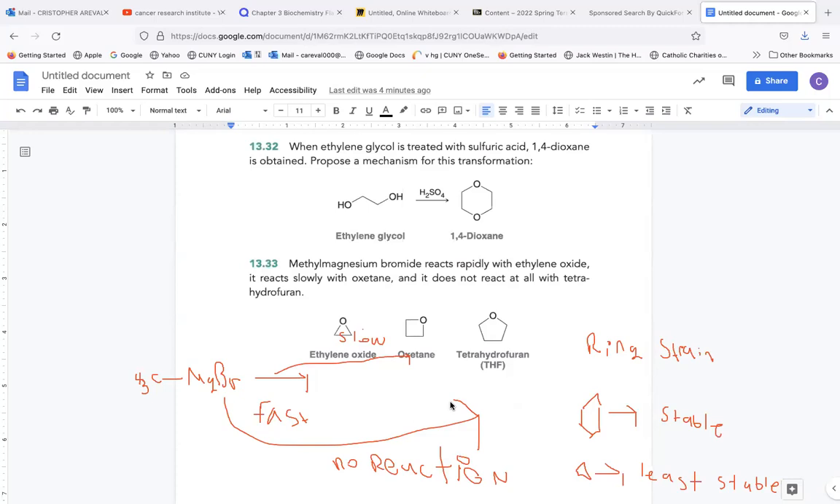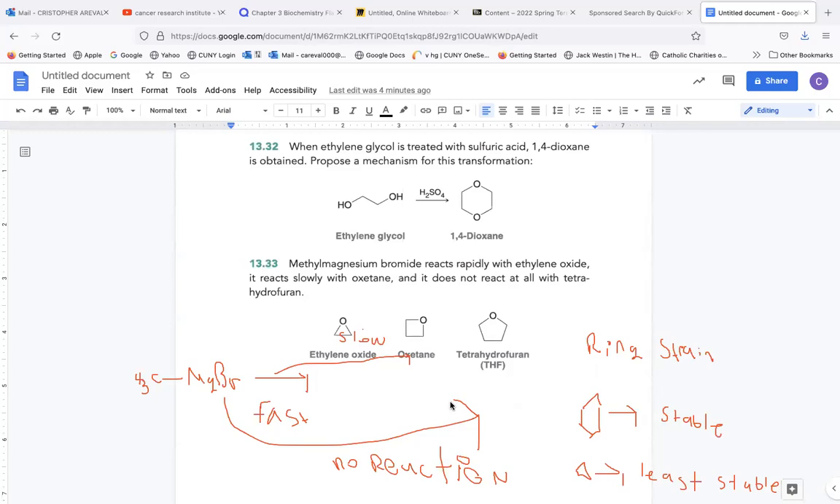Why? Because that's not really that stable either, you know? That cyclo, it's not that stable still. It's more stable than the ethylene oxide, but it still wants to go with the reaction at a slower pace, but still. And then the last one, right?